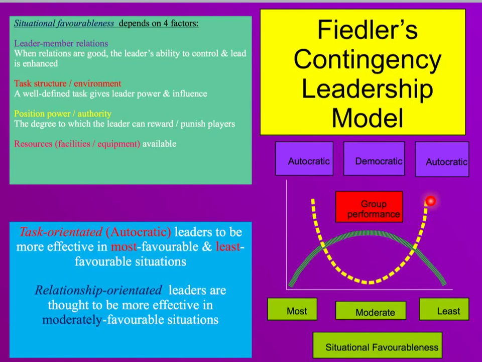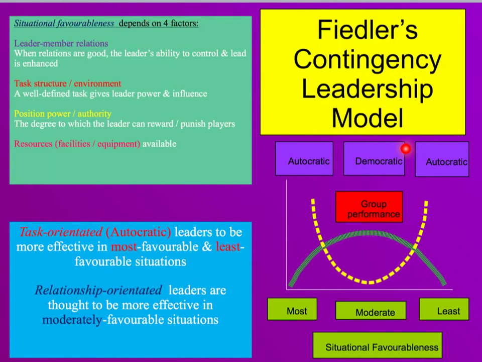The other one is relationship or democratic, so this is the green line, in moderately favourable situations. So if these 4 things, the favourableness, are sort of moderate, I would relate this sometimes to a new leader, where the players are sussing out the leader. Maybe we quite like them but we're not quite sure yet, new tactics, that kind of thing. In that situation, it's maybe more preferable to use a democratic, relationship orientated style, which would be more used to build the team spirit and develop teamwork that way.